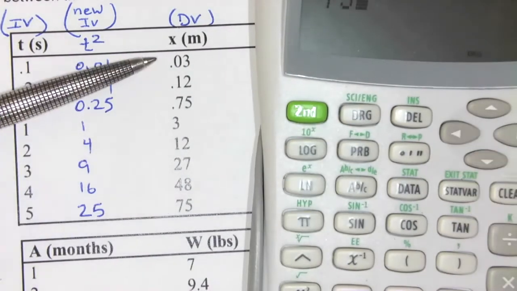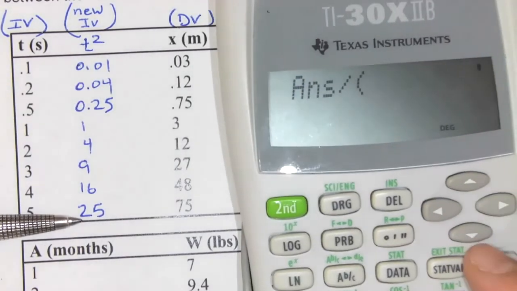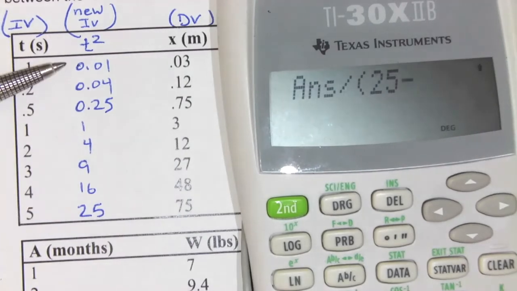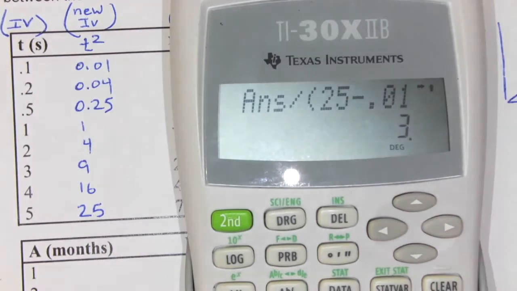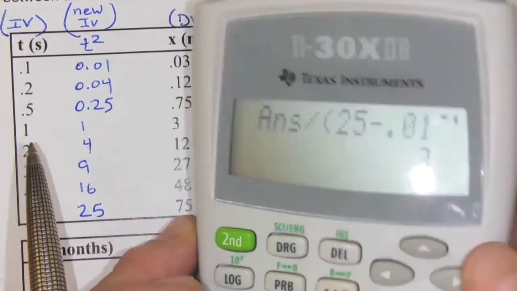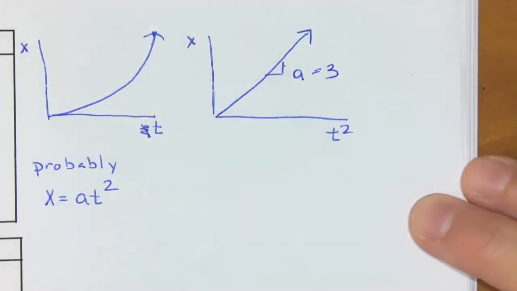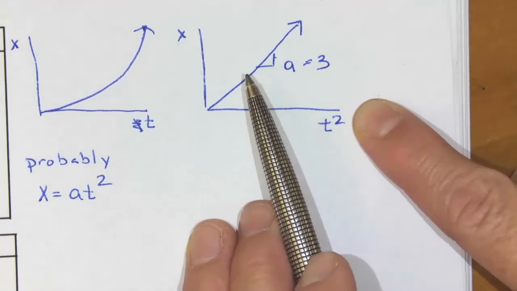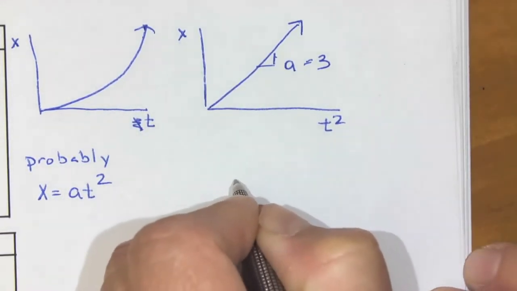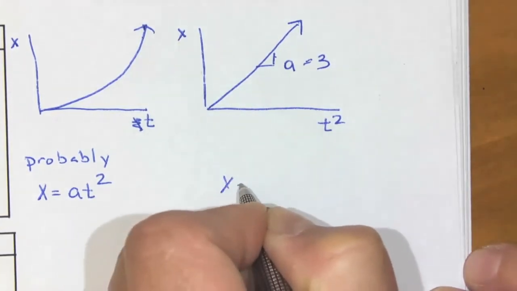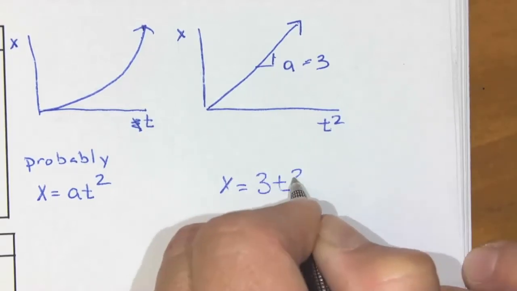So that's going to be 75 minus 0.03 divided by 25 minus 0.01. This is the slope of that straight line of t squared versus x. It's 3. This graph has a slope of 3. Now this I did separately in Desmos or graphical analysis software. This means that my equation is dependent variable x equals a times independent variable t squared.